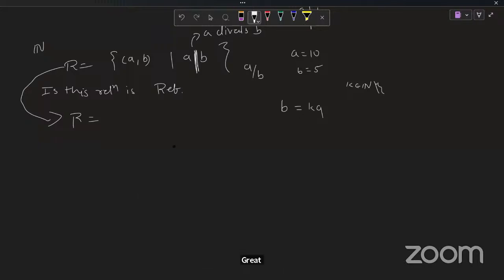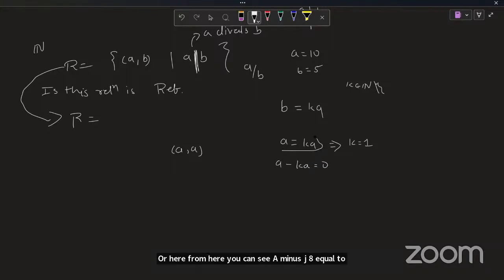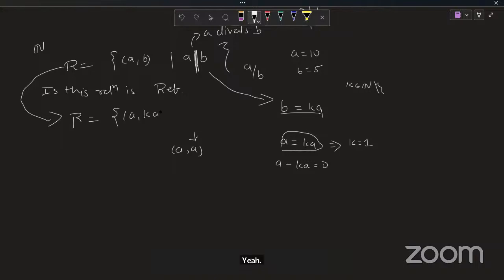So if I discuss AA, then I can write this as A into K times A. If I take K equal to 1, then A minus KA equals 0. I am taking this AA pair, so B equals A in this case. Understood up to this? What I am saying is, A divides B means this.